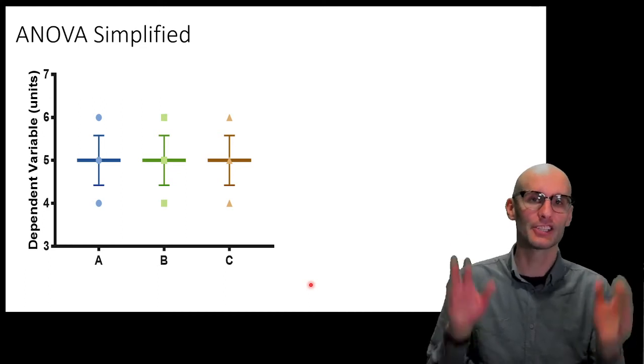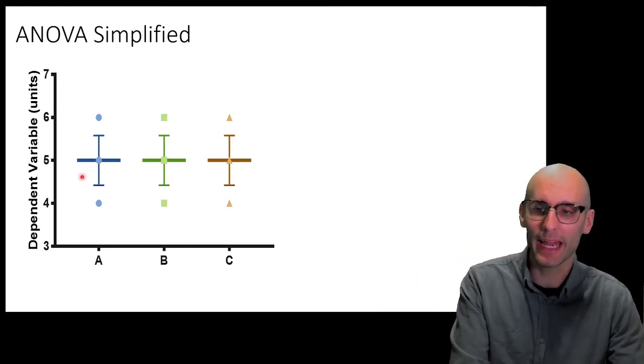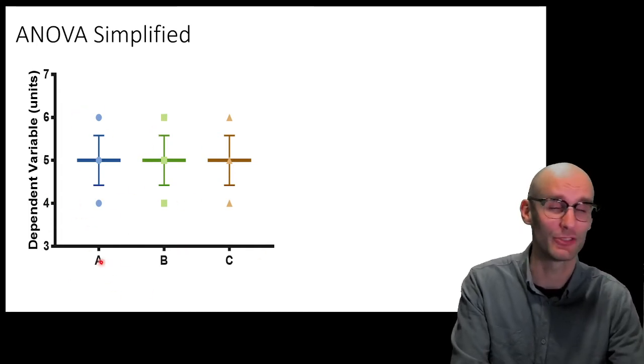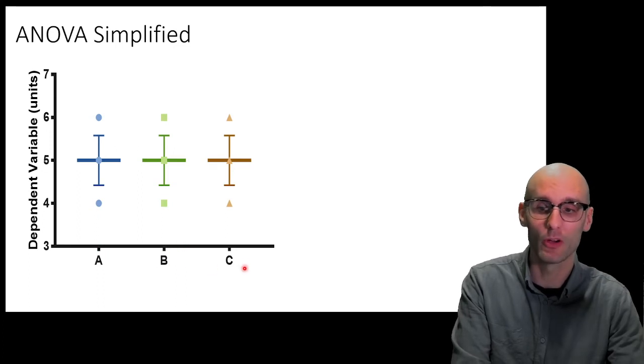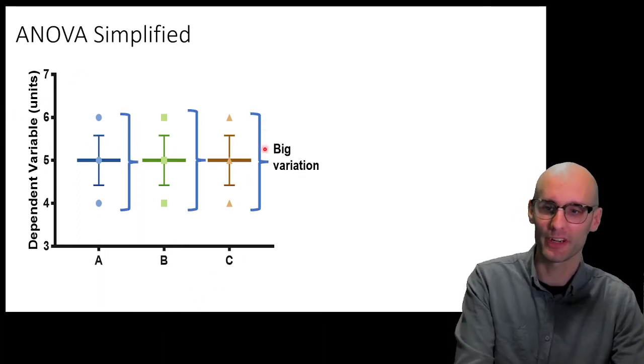Now I showed you a significant example. Let's look at an insignificant example. So here we have our dependent variable and we've got our data A, B, and C. So this might be drug, placebo, low drug, high drug. And you can see we've got big variation there. We've got lots of variation in the data.